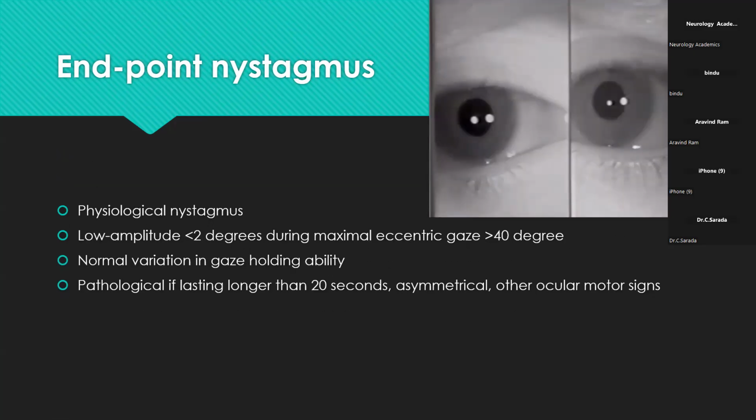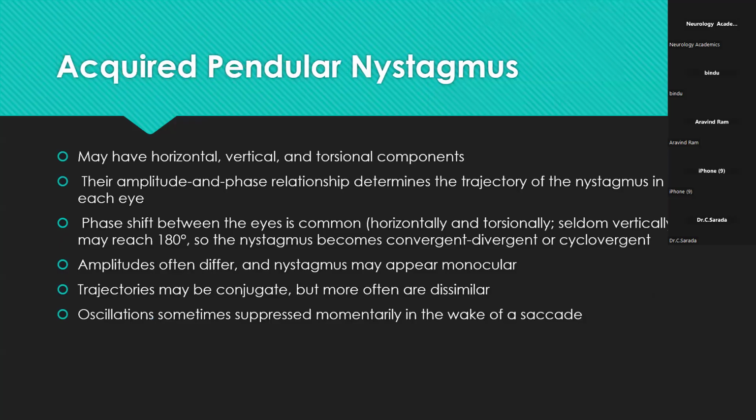Coming to the fourth type, that is acquired pendular nystagmus. Most commonly, pendular nystagmus is seen congenitally. However, we are interested in the acquired pendular nystagmus, which can have horizontal, vertical, and torsional components, and can have complicated waveforms as well. The amplitude and phase relationship determines the trajectory of this nystagmus in each eye, and can have a phase shift between each eye. That is, one eye can have a different trajectory and the other eye can have a completely different trajectory as well.